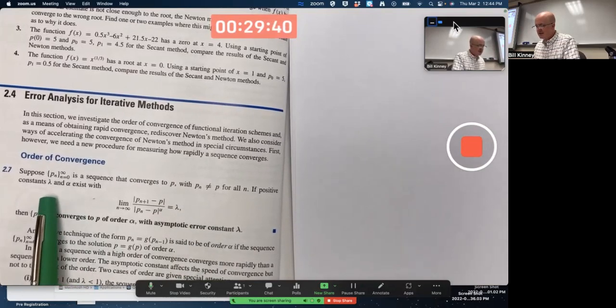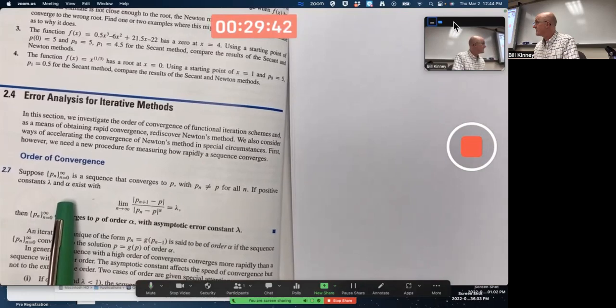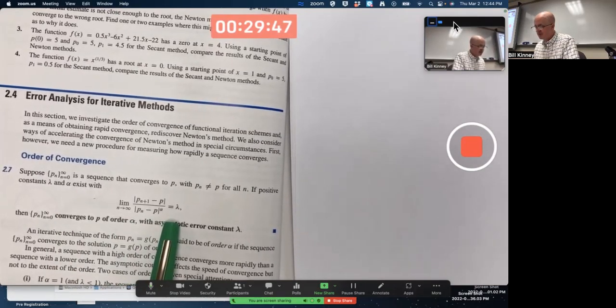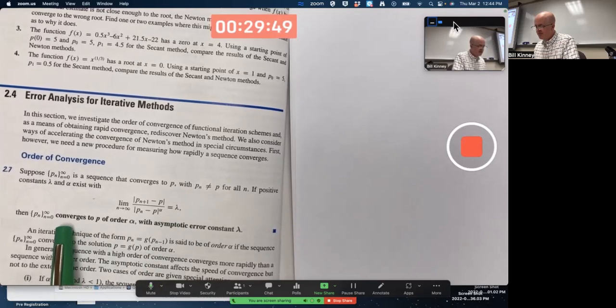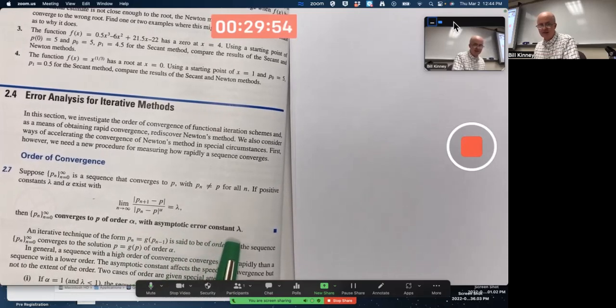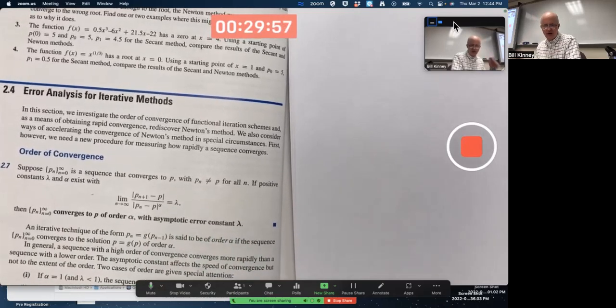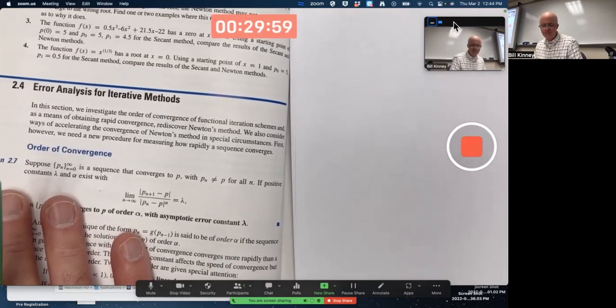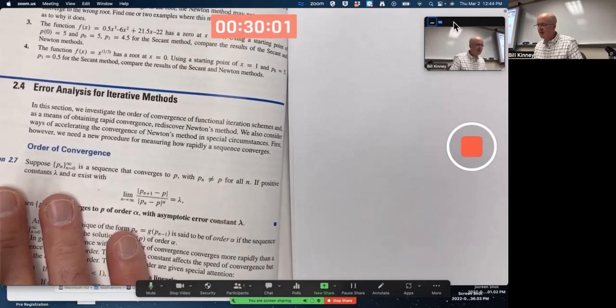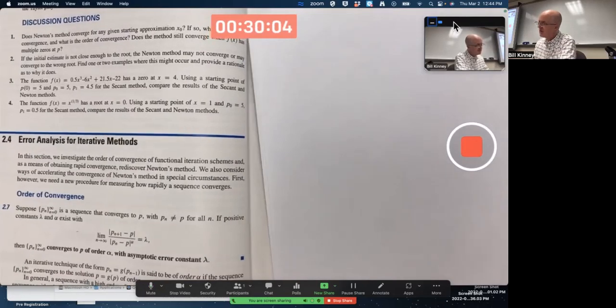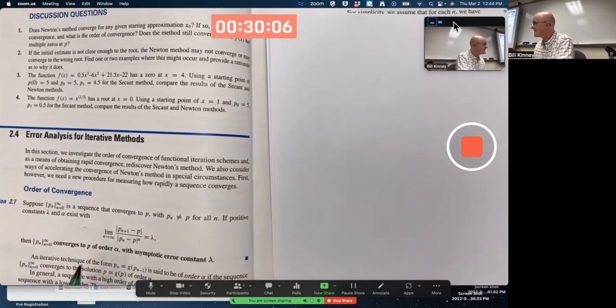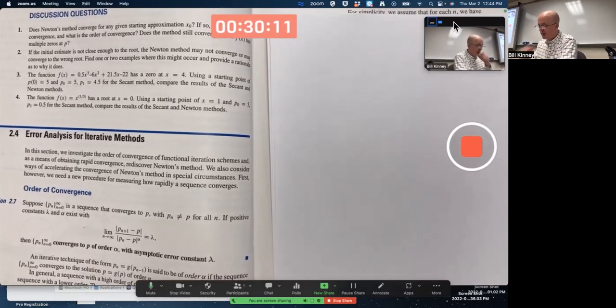If positive constants lambda and alpha exist, and it is important that they're positive here, meaning non-zero, where this limit is true, then we say the sequence converges to P of order alpha with asymptotic error constant lambda. Now that's kind of a difficult thing to wrap your mind around. One way to do so is certainly with examples, and the next page has some examples. Homework problems will have an example or two where you're thinking about this.